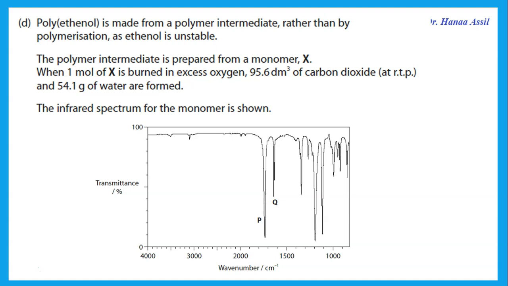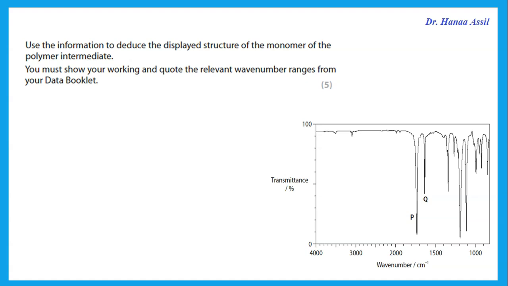Polyethanol is made from a polymer intermediate rather than by polymerization, as ethanol is unstable. The polymer intermediate is prepared from a monomer X. When 1 mole of X is burnt, we have this volume of carbon dioxide and this mass of water, and we have an infrared spectrum. Use the information to deduce the displayed structure of the monomer of the polymer intermediate.